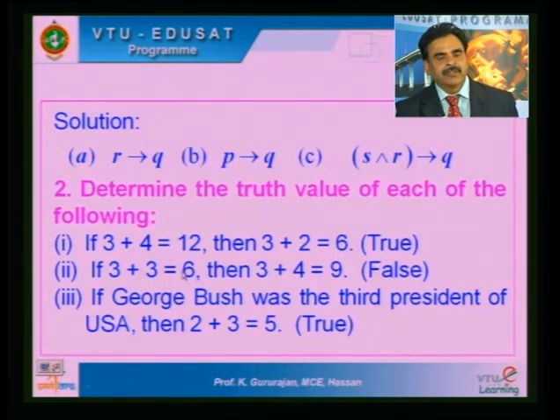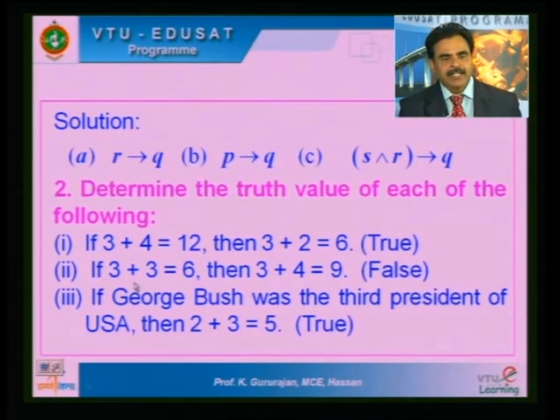Now both are false, yes or no? 3 plus 4 cannot be 12 and 3 plus 2 is not 6. So both are what? False. But we are interested in finding the truth value of the implication. Because both are false, the implication will assume the truth value true. That is, FF means what? T, we have noted earlier.